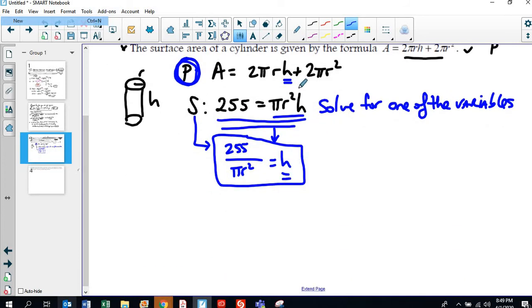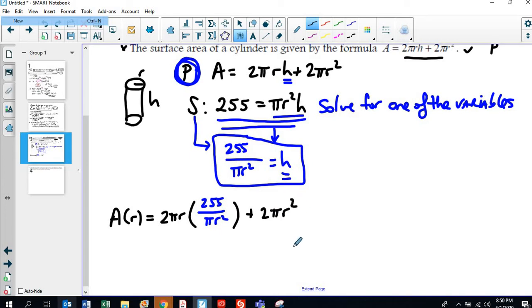If you told me h equaled 3, I'd stick a 3 in there. You're telling me h equals this, so I'm going to stick that in the h spot. Okay? So our primary function is A, and it's going to be in terms of r only now. A of r is 2 pi r times h, but h is 255 over pi r squared, so we plug that in there, and then we still have the other part, the plus 2 pi r squared.